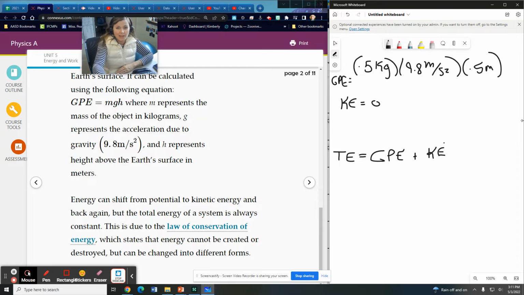So I work old-fashioned. I have a calculator, a TI-30X, my favorite calculator. I know some people use online calculators or use your phone or whatever. I prefer to use an actual calculator. So I'm going to take 0.5 times 9.8 times 0.5, and I get 2.45.